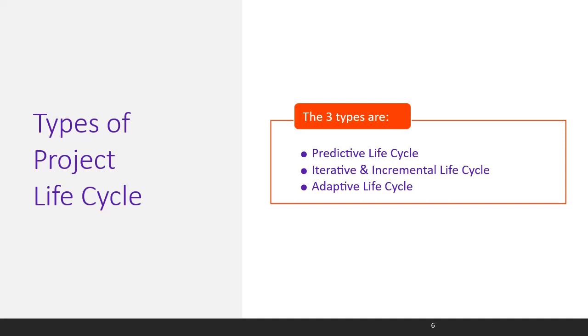Adaptive life cycle, also called change-driven or agile methods, is very similar to iterative and incremental, but iterations are very rapid. Compared to predictive life cycles, stakeholder influence is high and cost of change is low. It is preferred when dealing with a rapidly changing environment.